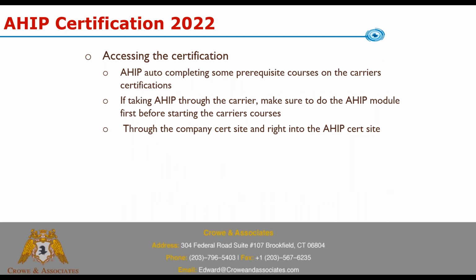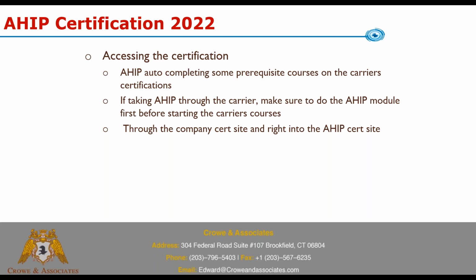So AHIP will auto-complete some prerequisite courses for some carriers, most of them at this point. But as an example, even though United doesn't require it, you can still take AHIP through United, and if you access AHIP through United and take it, it will do the prereq courses for you so you won't have to complete them. So if you're taking AHIP through a carrier, make sure you do the AHIP module first before you start the carrier certs.